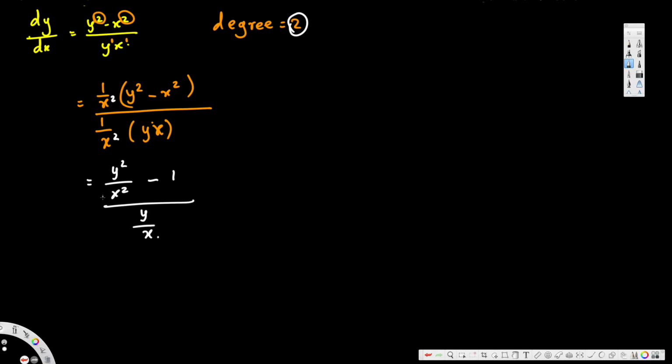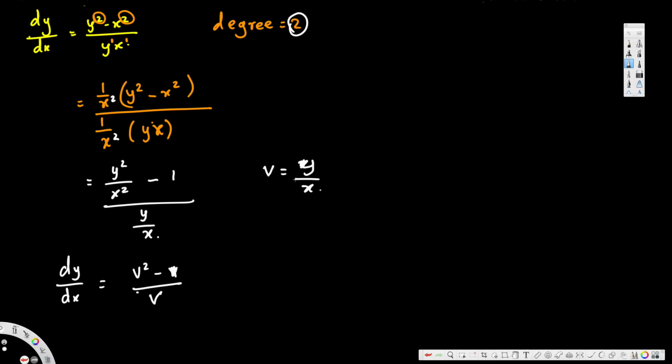Now after we turn it into this pattern, the next thing is we have to convert everything using v equal to y over x. If we replace all this y over x with v, what are we going to get? In that way we will get dy by dx is equal to v square minus 1 divided by v. So this is one of the equations.